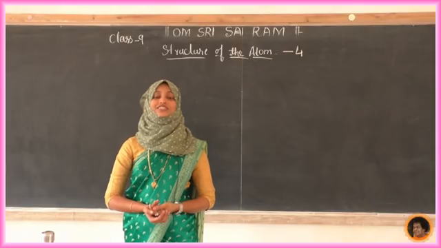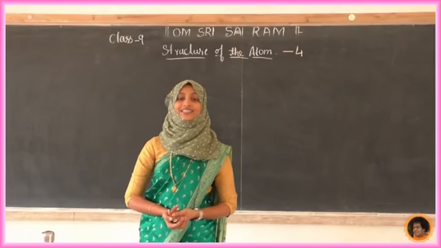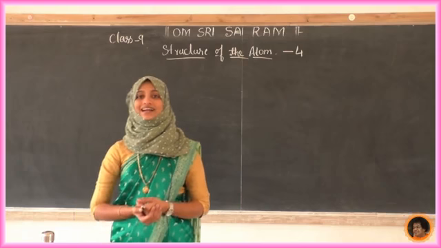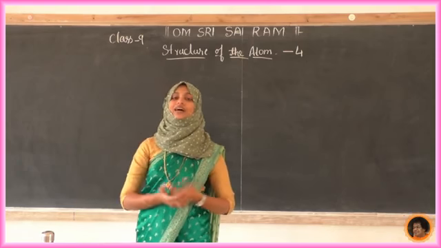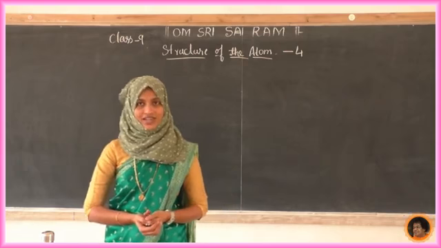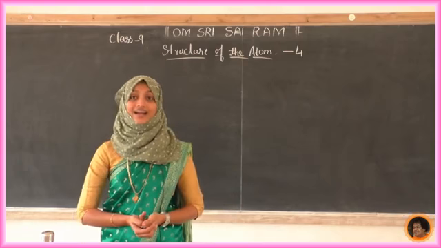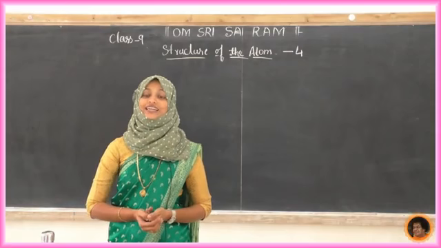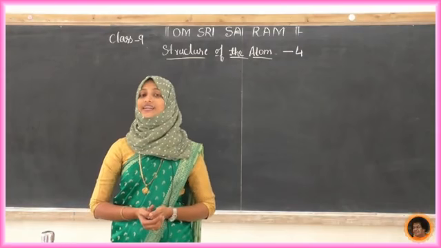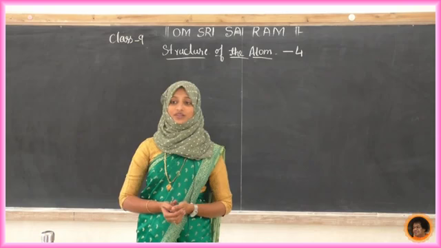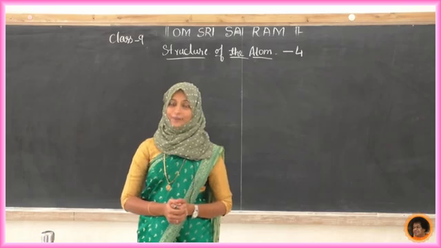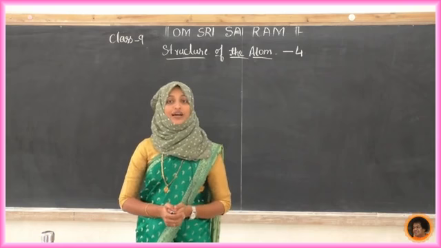Next, what happened? J.J. Thomson gave his own idea of an atomic structure, and he said that the atom is like a positive sphere, upon which electrons are embedded, like a watermelon model or pudding model, okay, the plum pudding model.